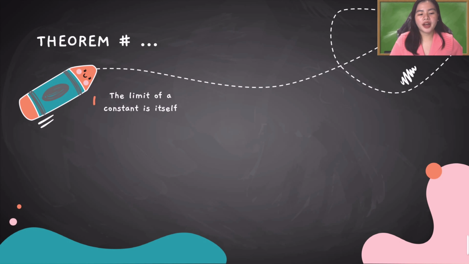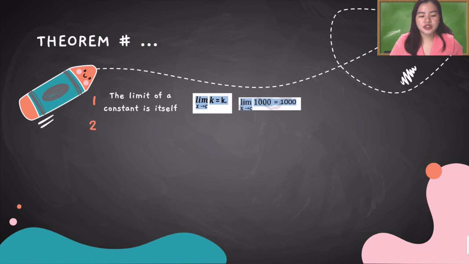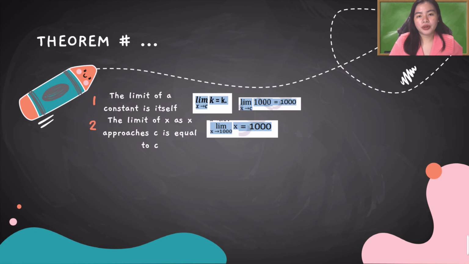So if we have the limit of k as x approaches c, then it is equal to k. For example, the limit of 1000 as x approaches c, then the answer is 1000. The next theorem states that the limit of x as x approaches c is equal to c. So if the limit of x as x approaches 1000, then the answer would be 1000.